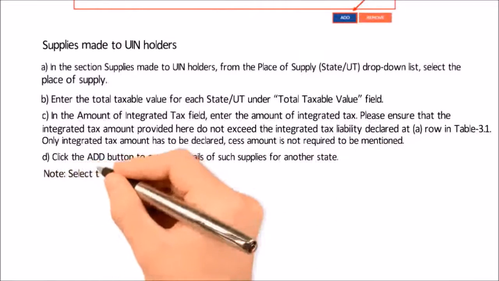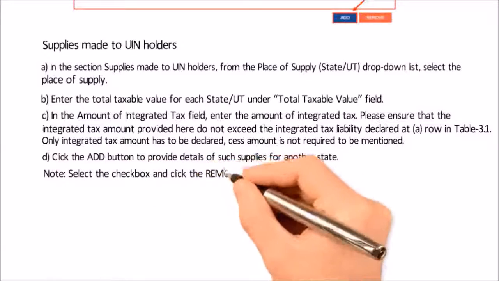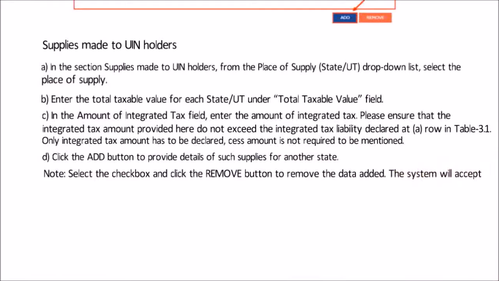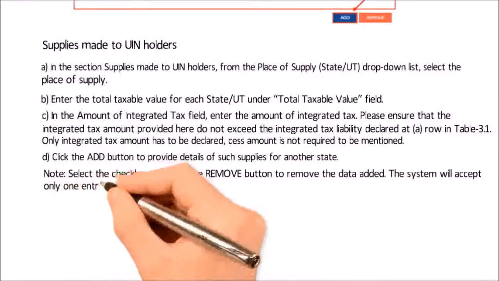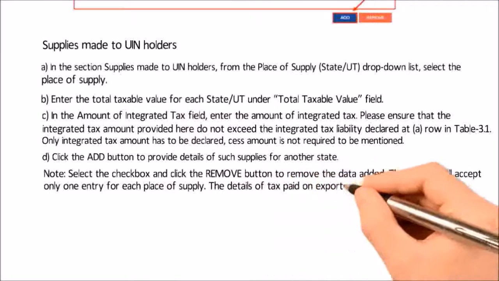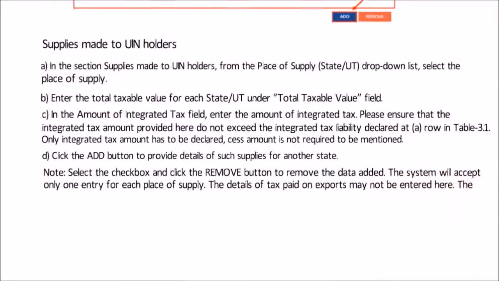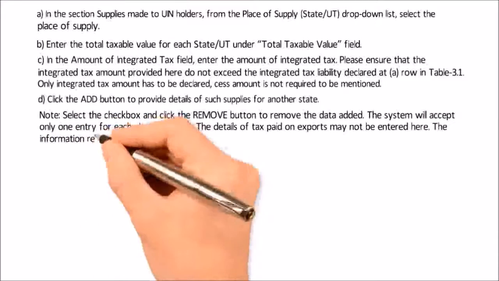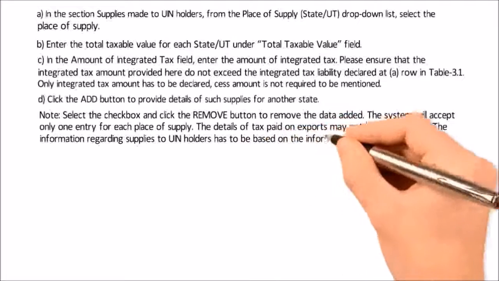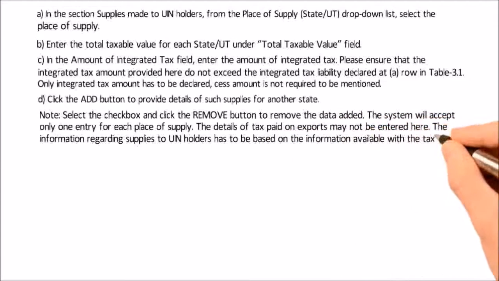Note: select the checkbox and click the Remove button to remove the data added. The system will accept only one entry for each place of supply. The details of tax paid on exports may not be entered here. The information regarding supplies to UIN holders has to be based on the information available with the taxpayer.